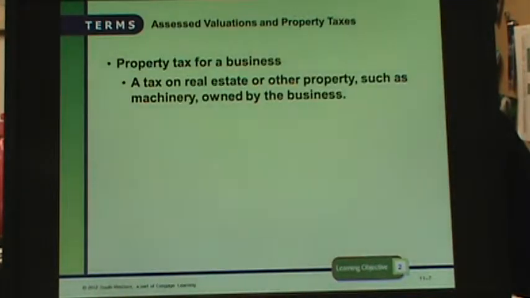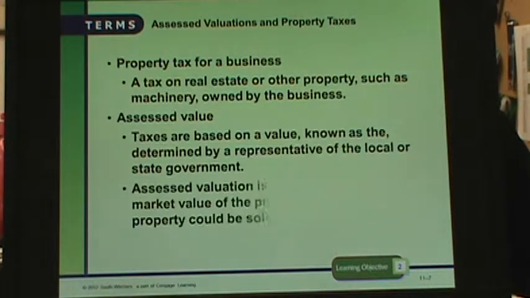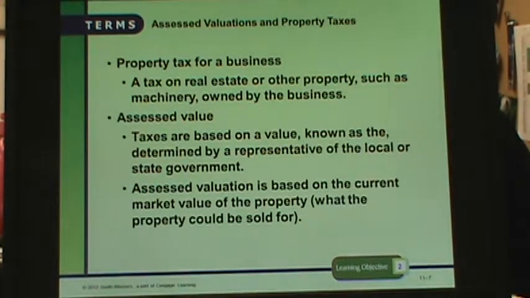So, assessed valuations and property taxes. A property tax for a business is a tax on real estate or other property, such as machinery owned by the business. The taxes are based on assessed value, determined by the representative of the local, state, or federal government. So they're done a lot of times by appraisals. Assessed valuation is based on the current market value of the property, or what the property could be sold for. And if you don't know what that is, which most people don't, then you have it appraised by someone that is state appointed.